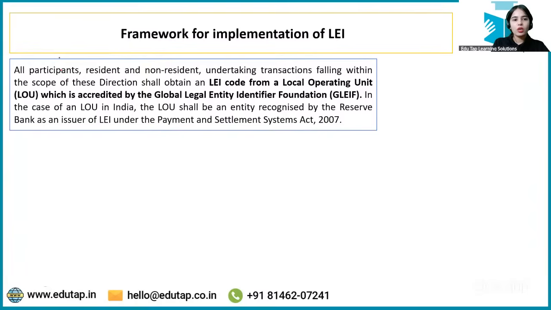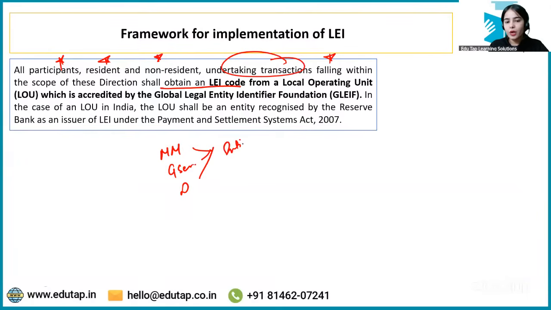Correct. Now, all participants, resident and non-resident, undertaking transactions falling within the scope of these directions shall obtain an LEI code. So, if you are doing the money market transaction, if you are doing the government securities transaction, if you are doing the derivative transactions, what do you have to give as an entity?